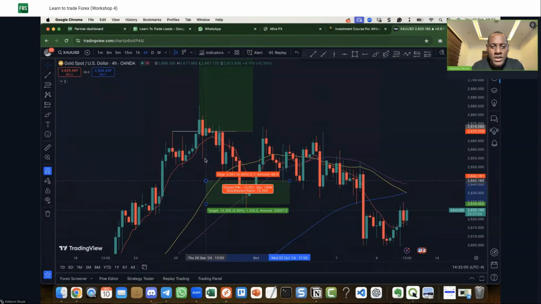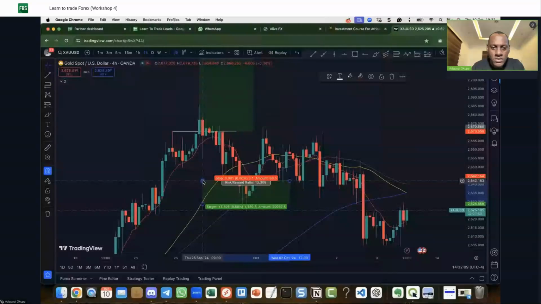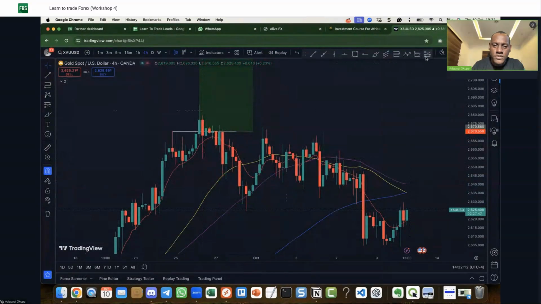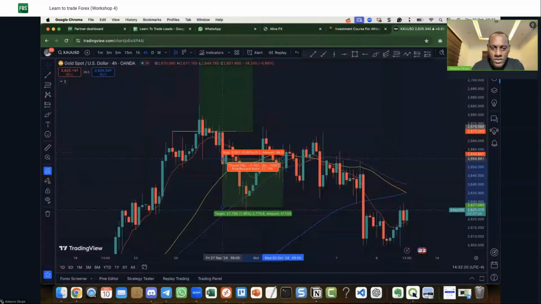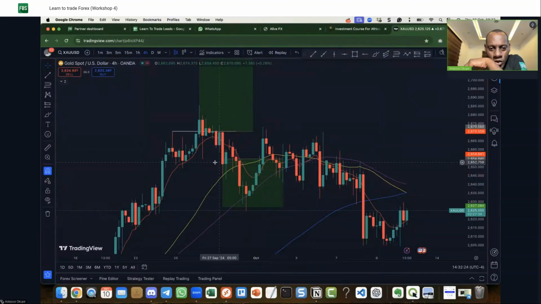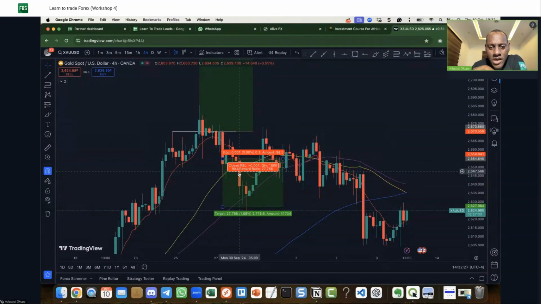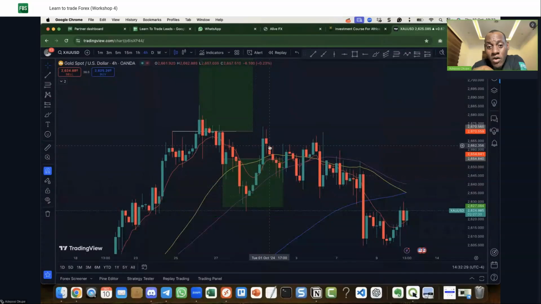I think I should have entered here. This was my, sorry, let me do it properly. This was the entry. That was where my stop loss was. So I would have entered right there. So this is what you would have done. You would have entered the sell right here. The sell came down, started coming back up, following our entry procedures.